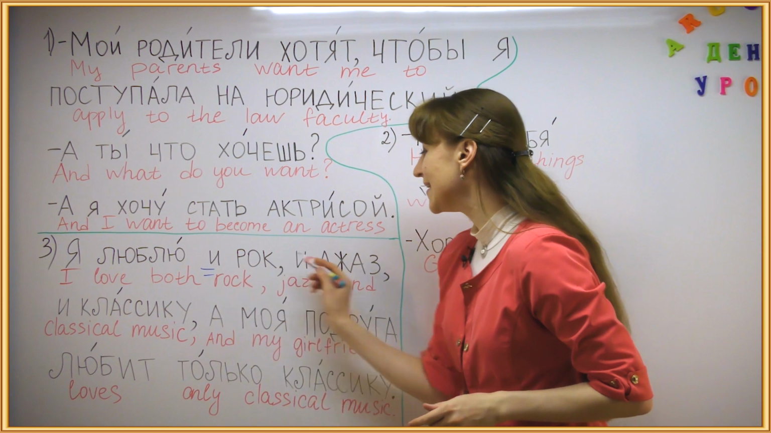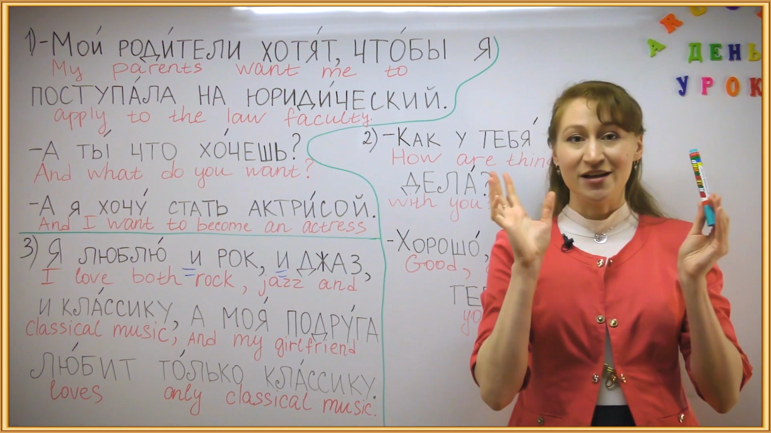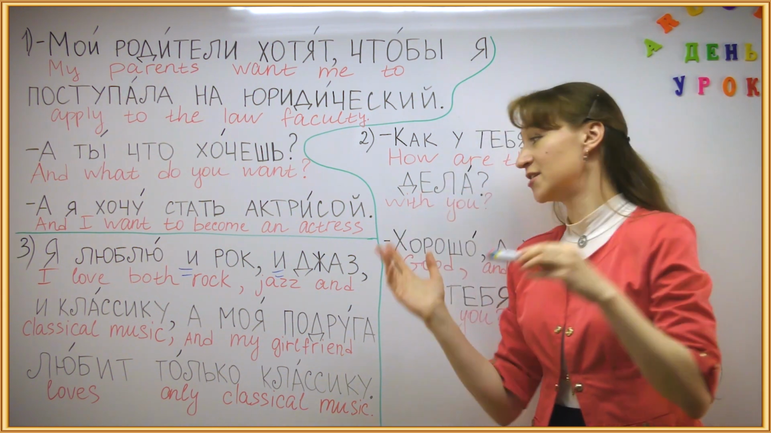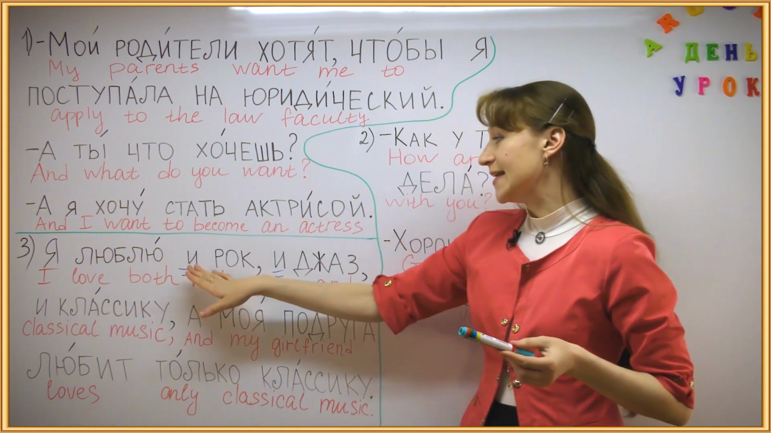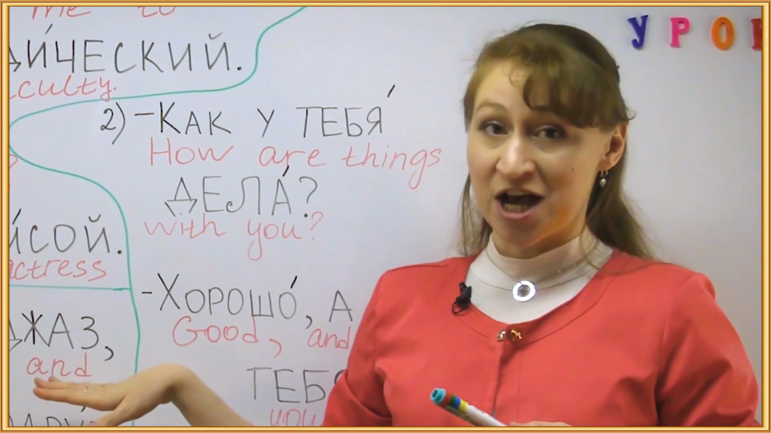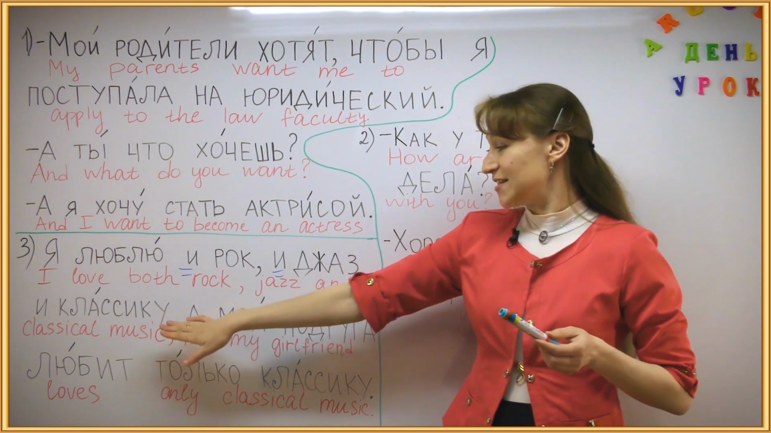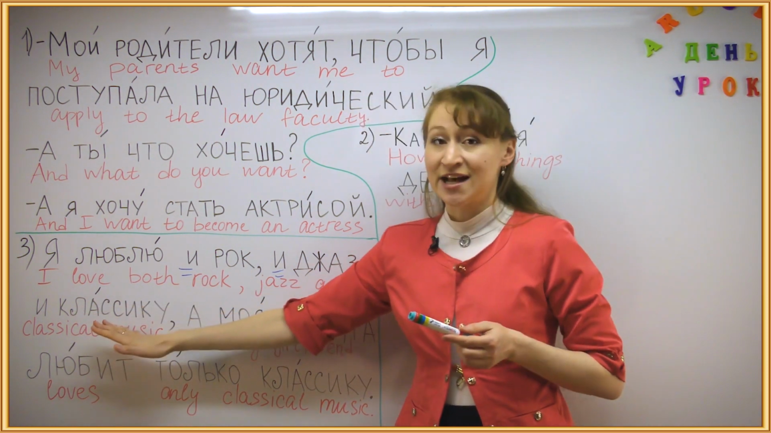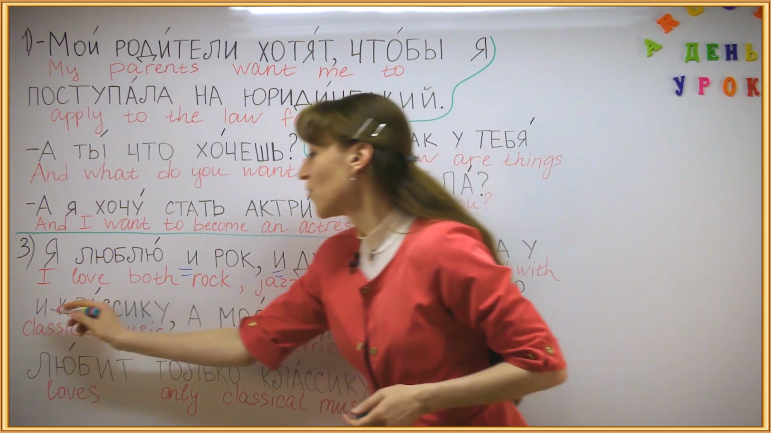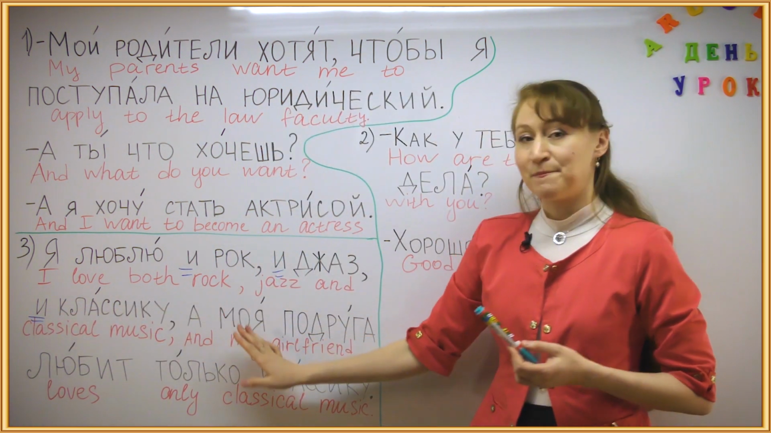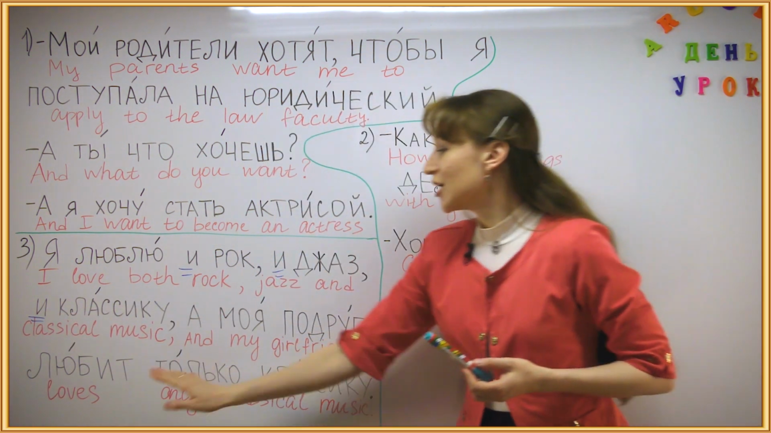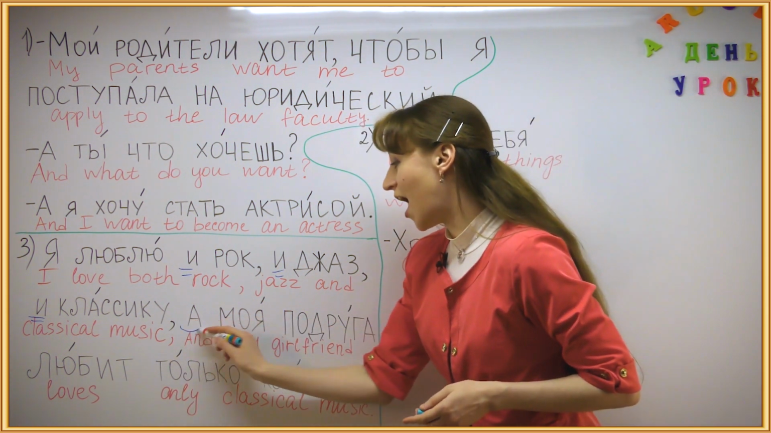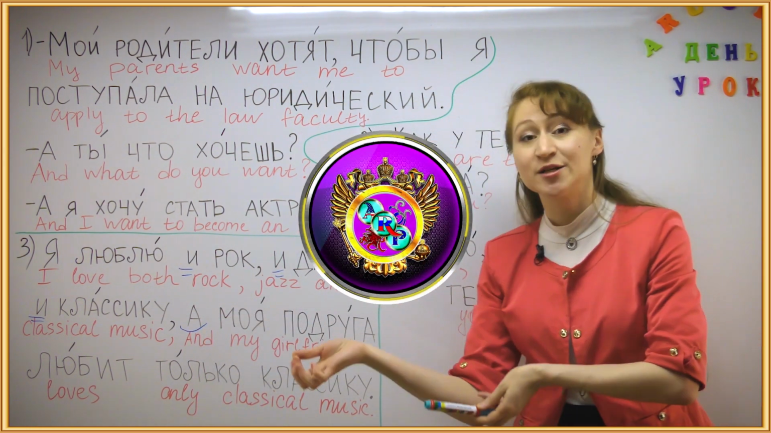And the conjunction и in the meaning of "both." Actually, it's и. So, imagine that you want to say "I love both rock and jazz." Я люблю и rock, и jazz. You can add another item here. Я люблю и rock, и jazz, и классику. So I love all these things. А моя подруга любит только классику. Here we use а because we are moving to a different person.